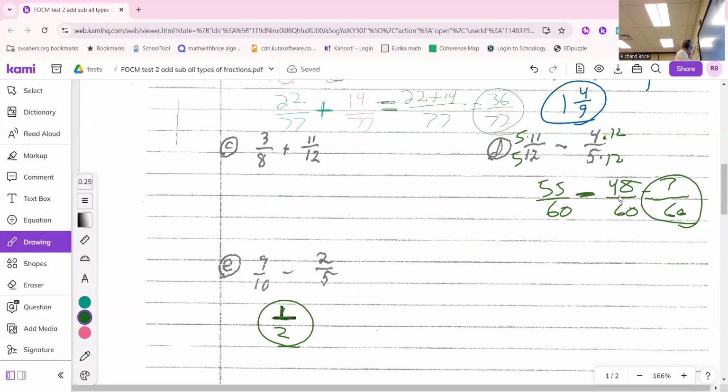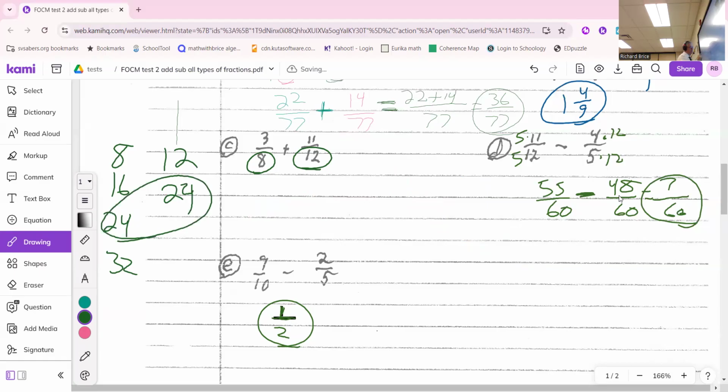I'm thinking, because this is a thinking classroom. We're thinking. Count by eights, count by 12s. 8, 16, 24, 32. 12, 24, put on the brakes. 24 is the least common denominator. What did we do with the 8? We went through 3 of them. So this one is 3 over 3. What did we do with the 12s? There were 2 of them. So that's 2 over 2.